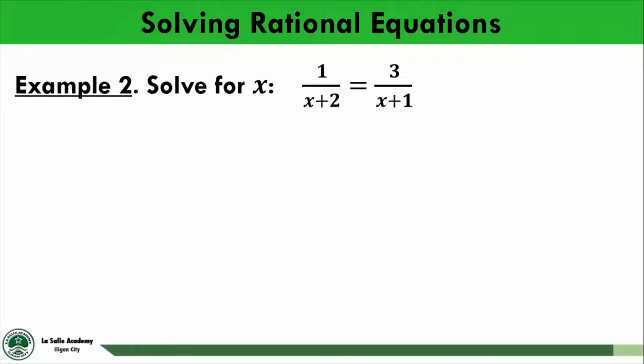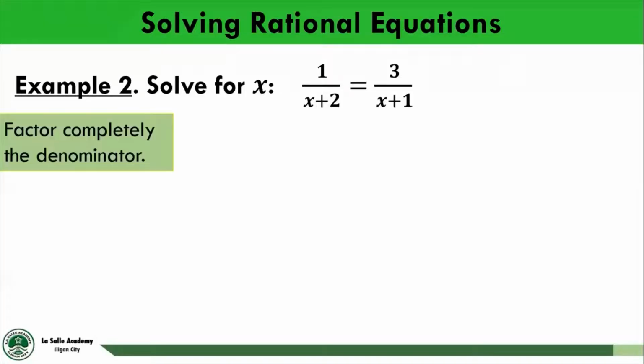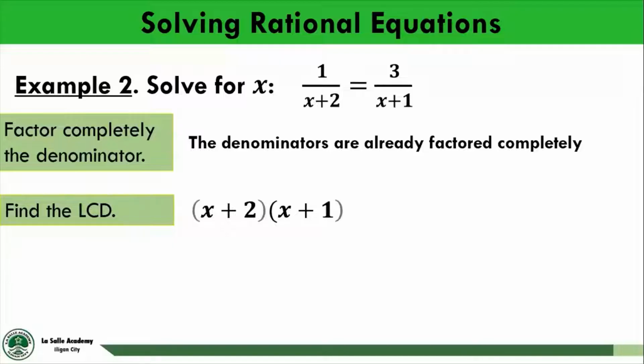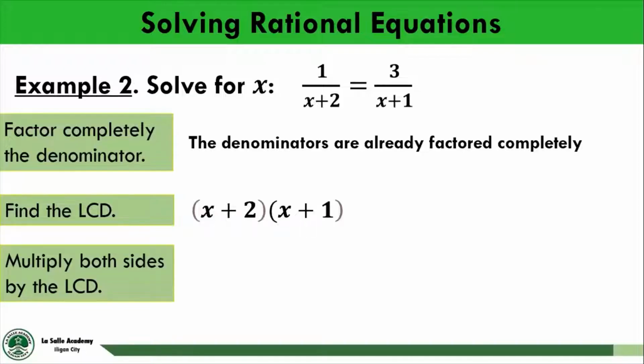Solve for x in the given rational equation 1 over x plus 2 is equal to 3 over x plus 1. Our first procedure is to factor completely the denominator. Based on the equation, our denominators are already factored completely. Second, we will find now the LCD. The LCD in the equation is the quantity of x plus 2 and the quantity of x plus 1. And next, we will multiply both sides by the LCD.